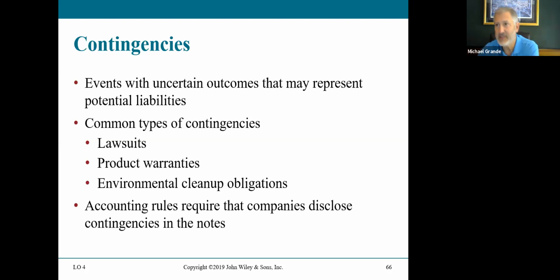Product warranties. We're not going to cover that. You're not going to see that, but do you need to record the possibility of product warranties? Accounting rules require that companies disclose contingencies in notes. If you go on to intermediate accounting, you get a much more in-depth analysis of when to record these liabilities.